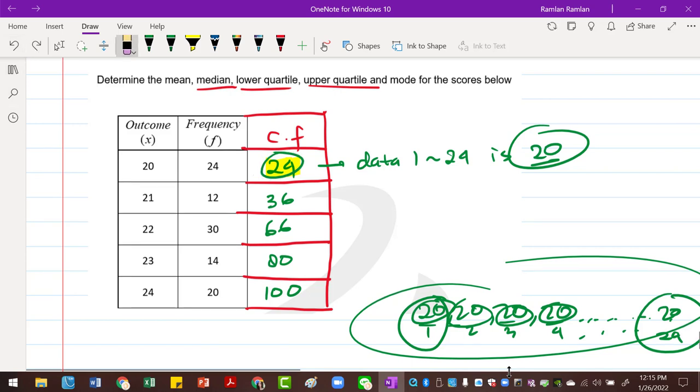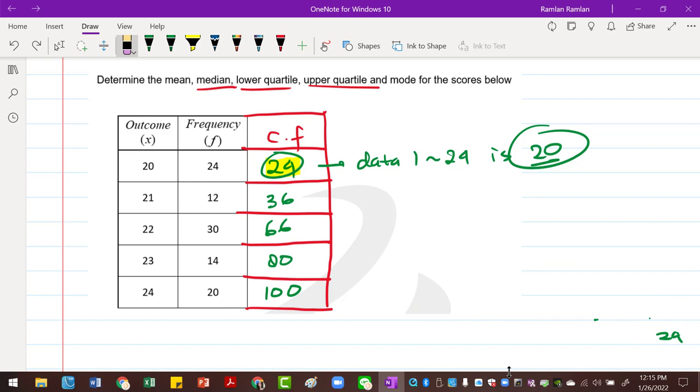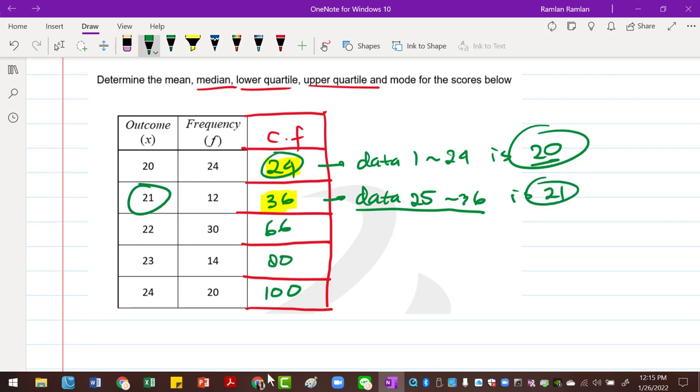Let's go to the next one. The next one we see is 36. This 36 reads data number 25 until 36. Why do we start from 25? Because the previous data ends at 24, and after 24 is 25. So data number 25 until 36 is this value, which is 21. Let's continue that until we have the last one here.